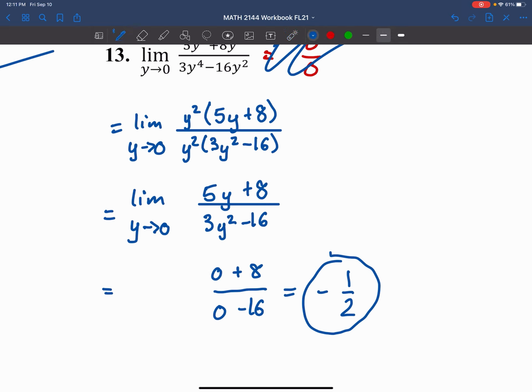So again, as we get more comfortable with things, I'm just simplifying things in my head. When I plug in 0, I know this whole term is going to go to 0 anyway. 0 is a nice number.